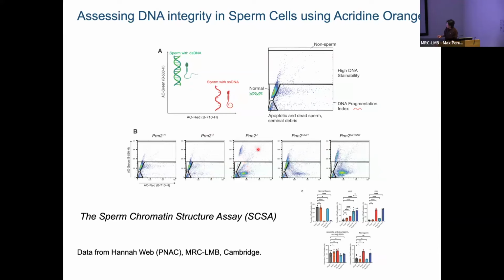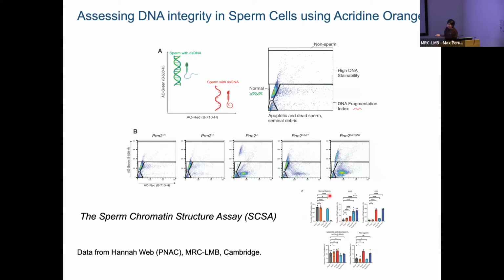Also, we have this abnormal amount of histone in the sperm chromatin here. So also on the PRIM2 mutant, we're seeing a similar thing. So all these parameters can be reported as a DNA fragmentation index or high DNA stainability index, and plotted in here and work out the statistics.